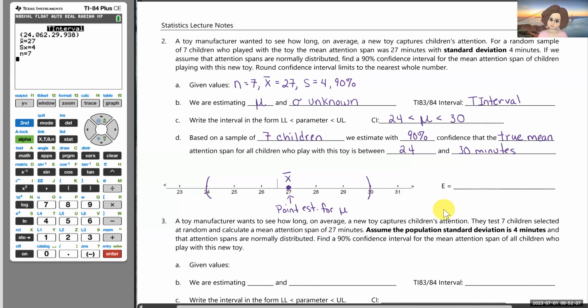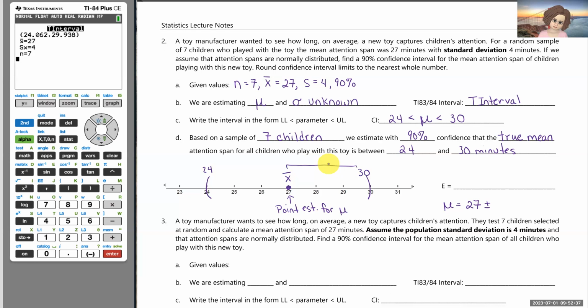So I'm just going to come over here. The idea here is we could have written the confidence interval in the form: we believe the mean is 27, plus or minus, and then let's find our margin of error. All right, so there's different ways to find the margin of error. One is just to look at the distance from the center, x bar, to the lower or upper limit. And I would think that's probably the quickest way. 30 minus 27, that's a difference of 3 minutes. So that distance would also be 3.